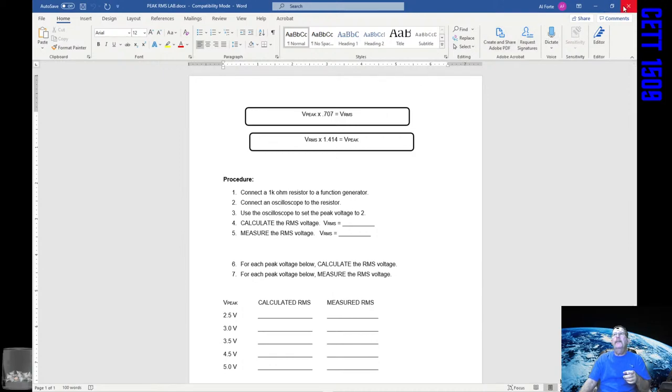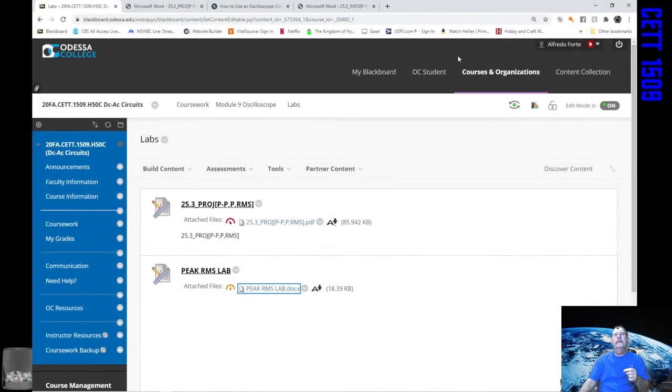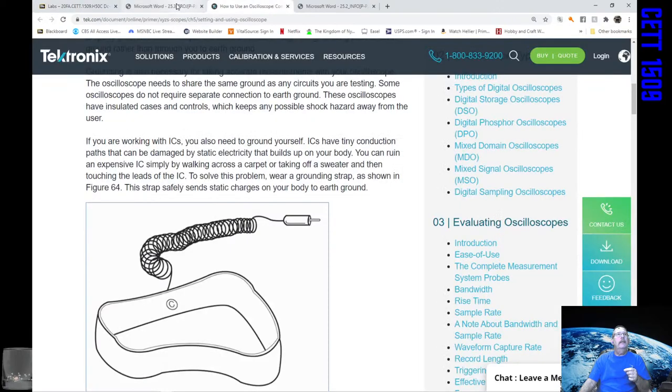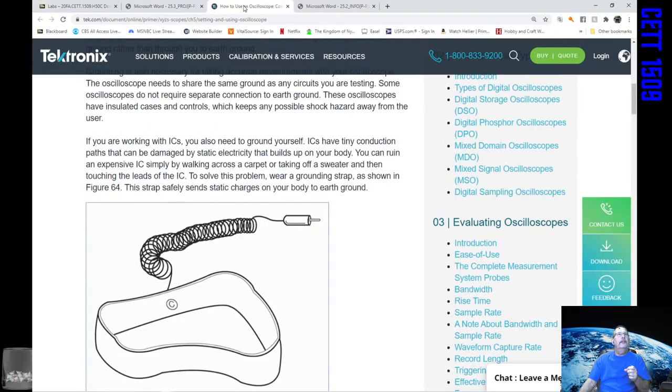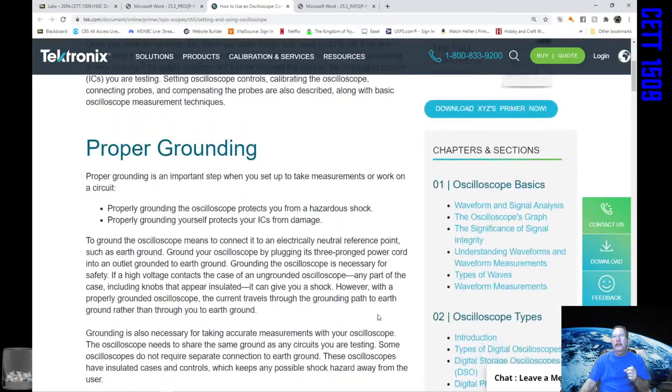And like I said, let me see if I can see. I don't know exactly the brand of oscilloscope that we had. I know it was a Tektronix.